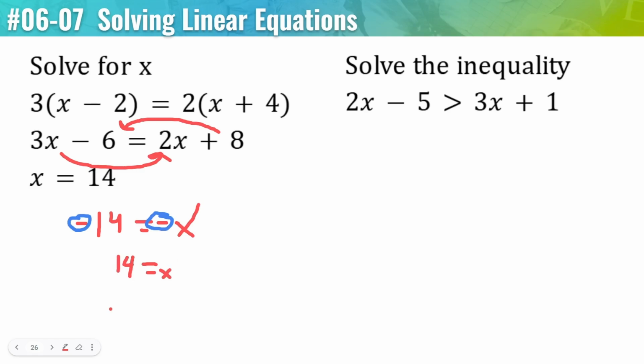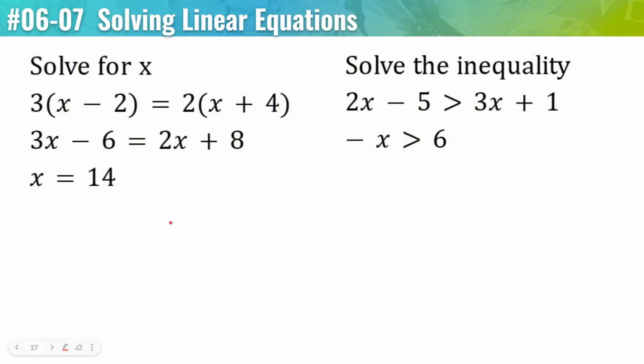But now we have to focus on inequalities. So when you solve this inequality, you'll notice that it uses a greater than sign. So we start as usual. We move things to the other side. So here we moved 3x to the left. So 2 minus 3 is negative 1. And then 5 was moved to the right. So 5 plus 1 is now positive 6.